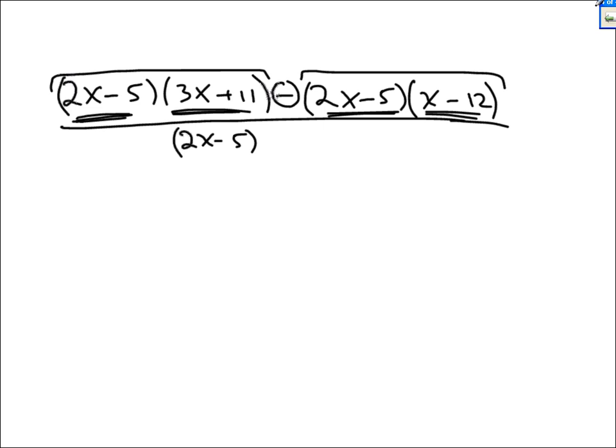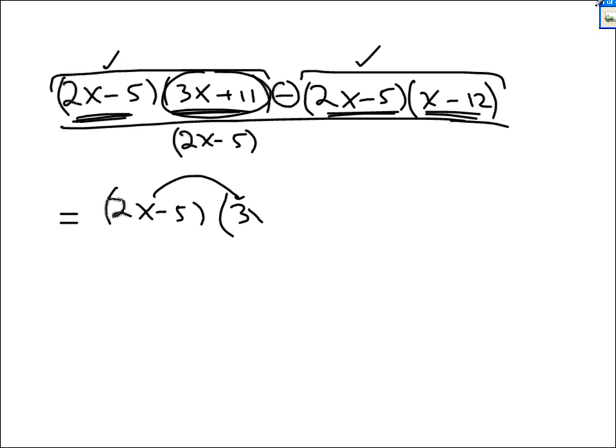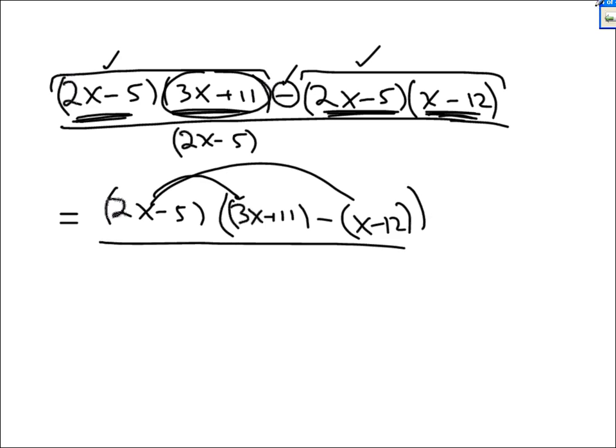Do the two terms have any factors in common? The answer is yes. They both have 2x minus 5 in common. So you factor it out. The 2x minus 5 in the first term is being multiplied by 3x plus 11, minus, and 2x minus 5 in the second term is being multiplied by x take away 12. All of this gets divided by 2x minus 5.